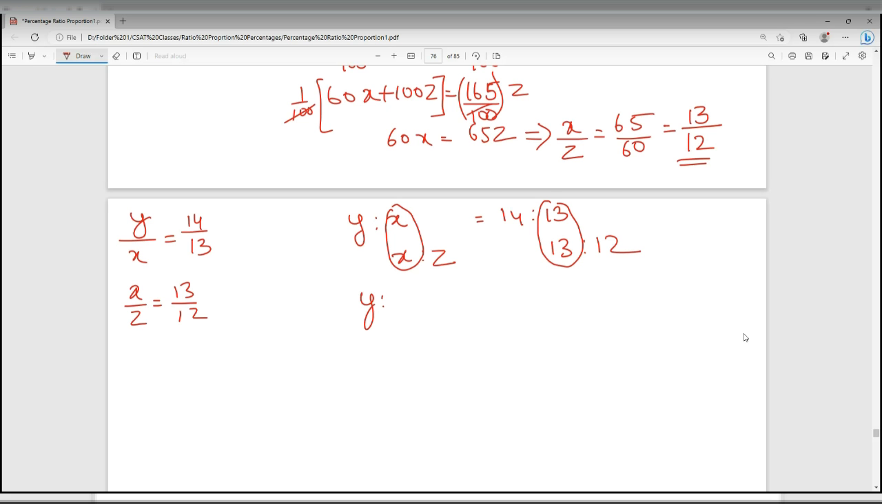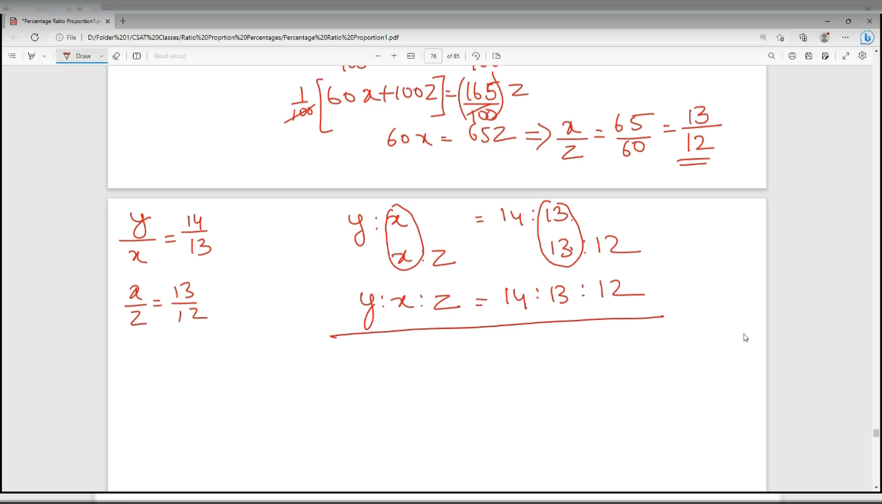So y is to x is to z. So we can only combine when these two numbers are same. If these two numbers are not same, then we have to multiply these ratios to get the common number here. That is equal to 14:13:12. So this is the combined ratio.